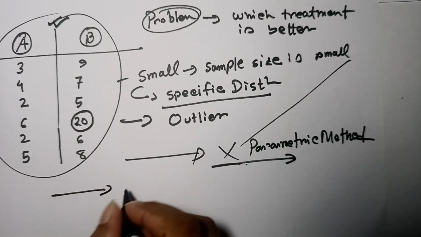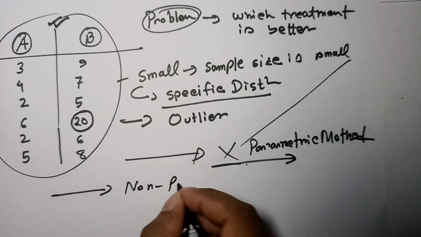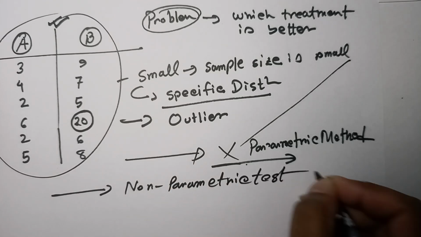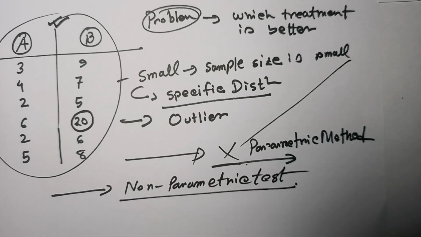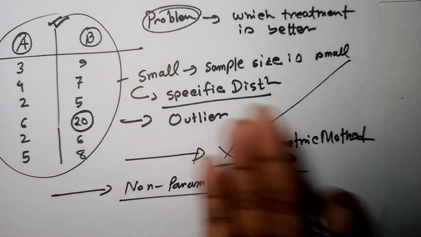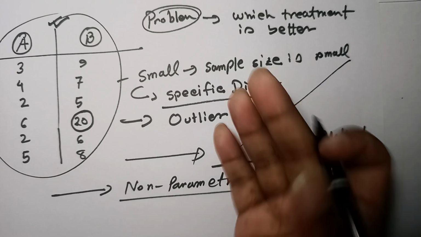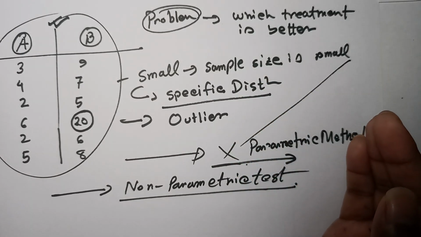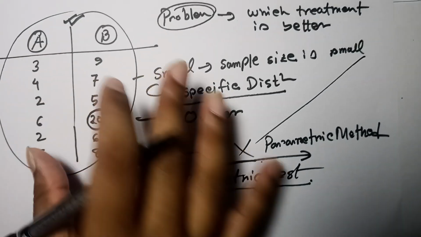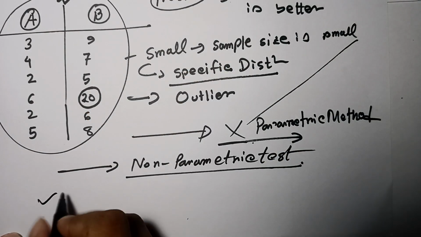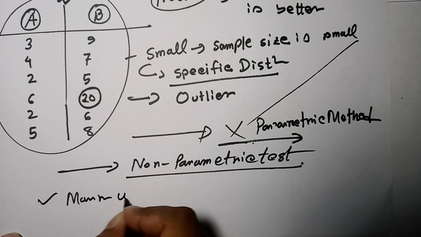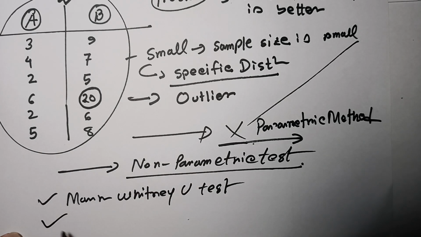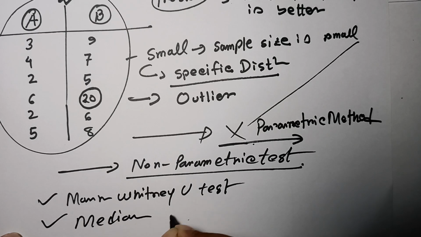For that, we have to apply a nonparametric test. There are plenty of non-parametric tests. Which one will you apply? See, based on this situation, the Mann-Whitney U test is possible and the median test is possible.